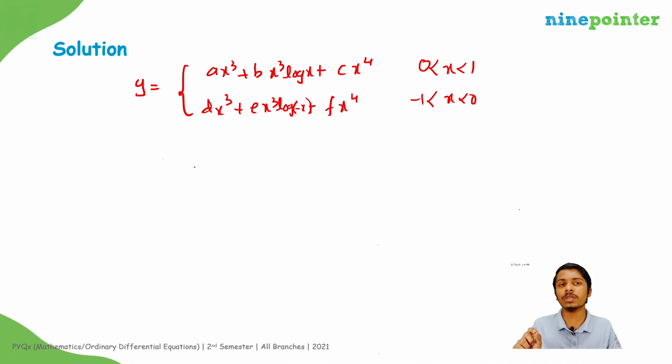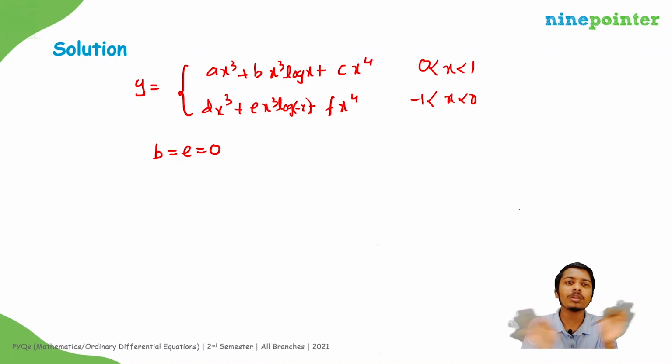That's not possible. So what we will have to do is make these coefficients b and e equal to 0. Otherwise this log x is going to cause many issues at the point 0, because log is not defined there, it's not continuous. So b and e should be 0, otherwise log x will be a big mess. So I have to remove those terms.